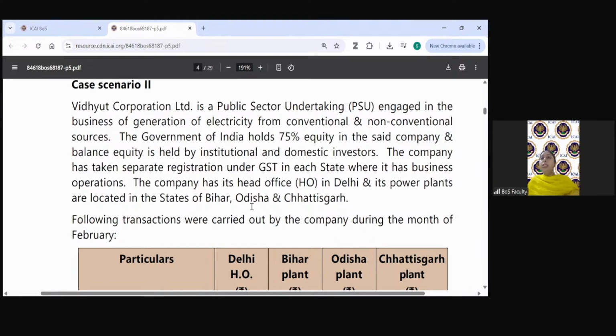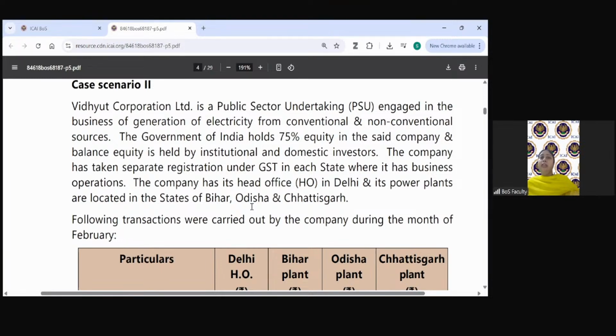So Vidyut Corporation Limited is a public sector undertaking engaged in the business of generation of electricity. Now, when you see electricity, you get to know that yes, electricity is exempt from GST. This is a general thing which all of us know. In fact, Prateek has given me an answer. Prateek, when I told you about TDS, you gave me the TDS percentage. The section you have to correct, Prateek.